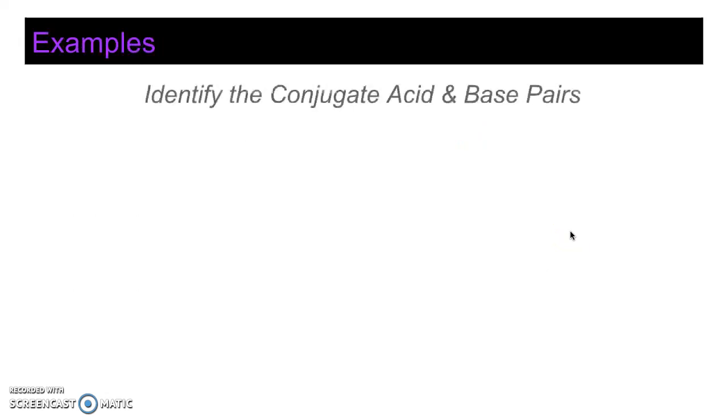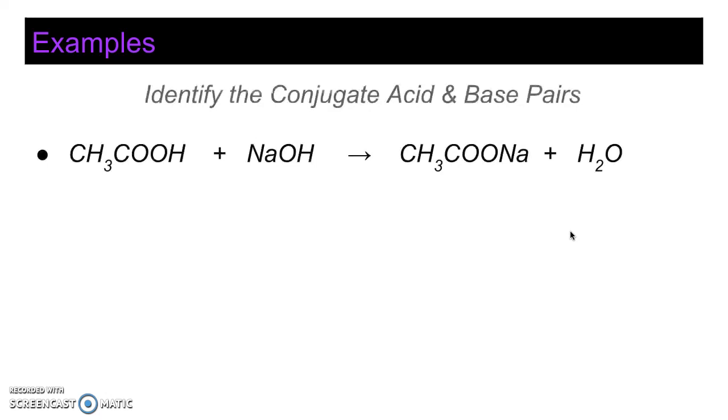Now we're going to do some examples where we're looking at neutralization reactions, and we've seen this early on. So you need to identify the conjugate acid and base pair from a neutralization reaction. And it's the same thing that we saw before. So the first thing that we want to do is identify the acid and base, and then figure out the conjugate acid and base from that.